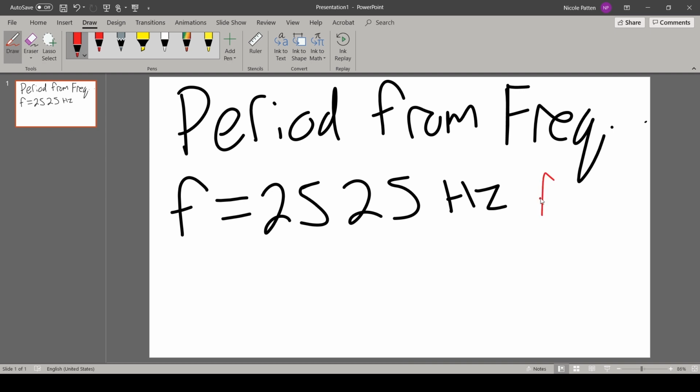So we have frequency equals 1 over t. Well, one way that we can start to move this to solve for t is we can multiply both sides by t. If we multiply both sides by t, we end up with ft equals 1. Okay, cool. But now we want t by itself. One way that we can get t by itself is dividing both sides by f. We divide both sides by f, t is by itself, and then we have 1 over f.